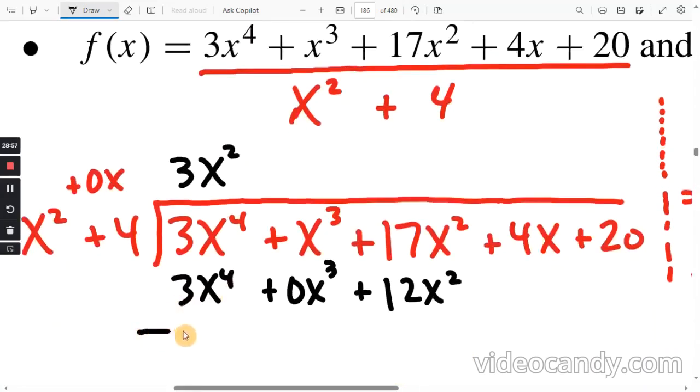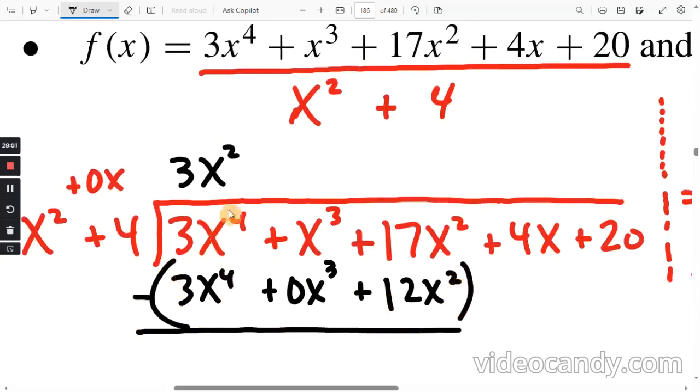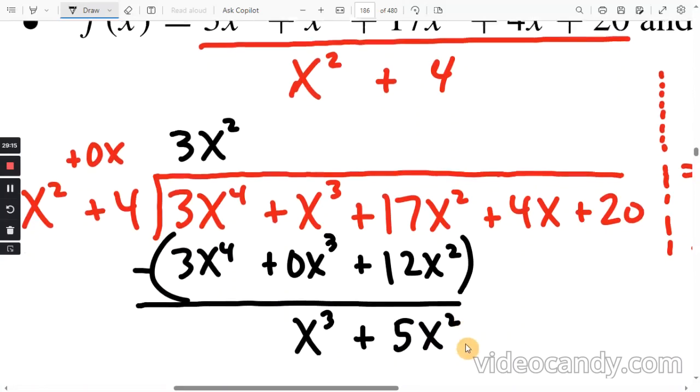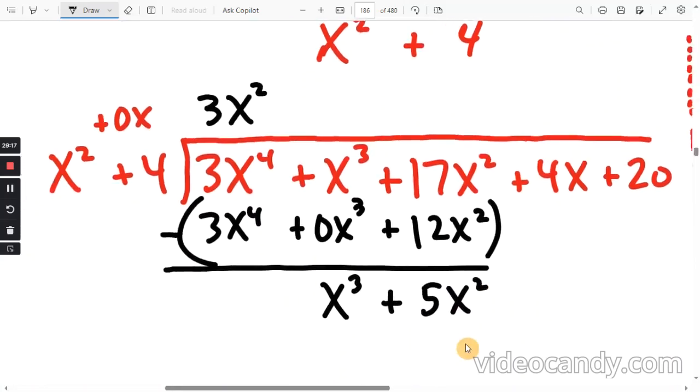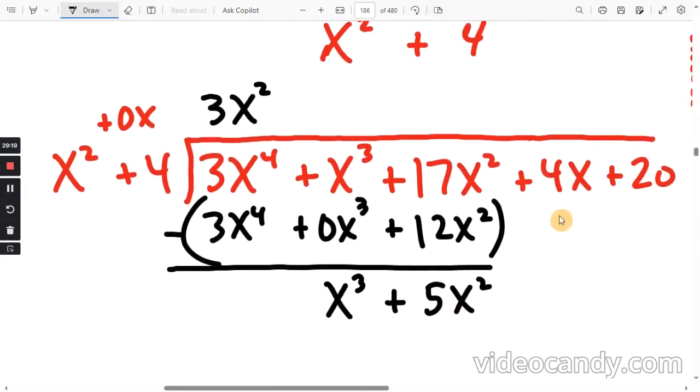All right, and now we're going to subtract this whole thing. 3x to the 4th minus 3x to the 4th, gone. x to the 3rd minus 0x to the 3rd is still x to the 3rd. And 17x squared minus 12x squared is going to be 5x squared. All right, and I believe we're going to bring down the next term, but let's do this first.